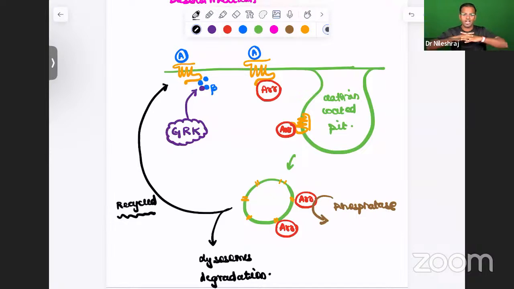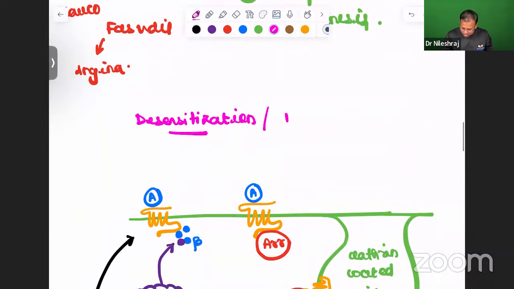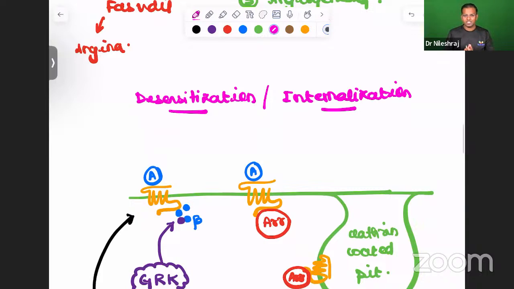So previously we had around 12 receptors. Now we have only 6 receptors. The remaining 6 receptors are getting broken down. This is the concept of desensitization, also called internalization. And why is it called internalization? Simple, receptors are getting internalized inside the cells, guys. So this is how the response of a G protein coupled receptor is going to be decreased.